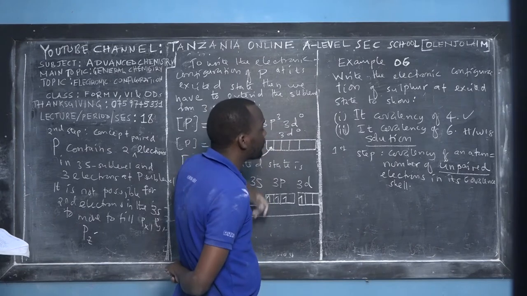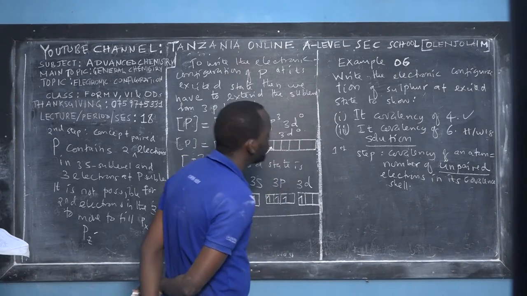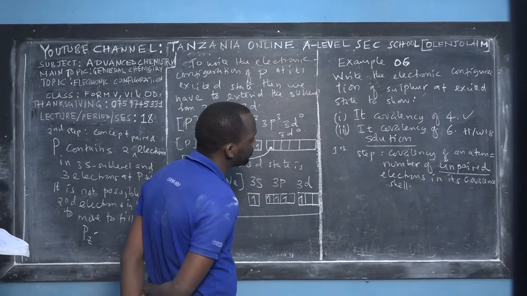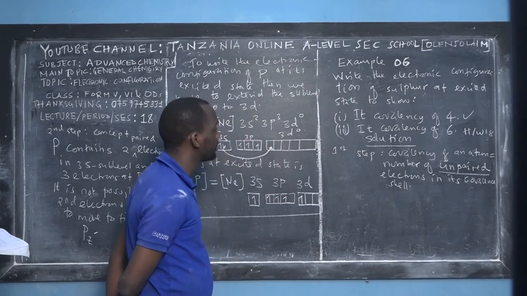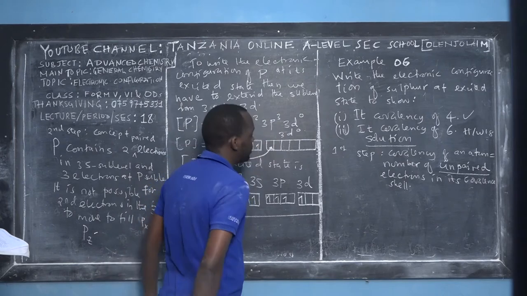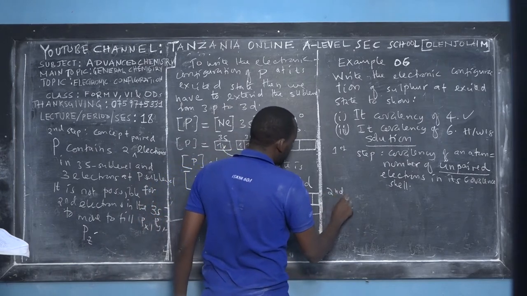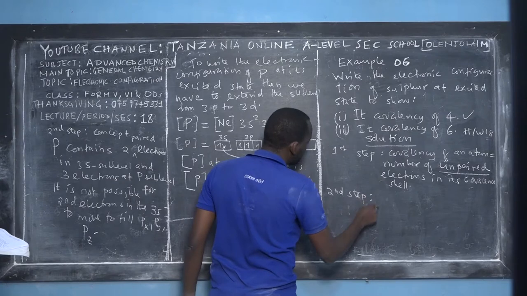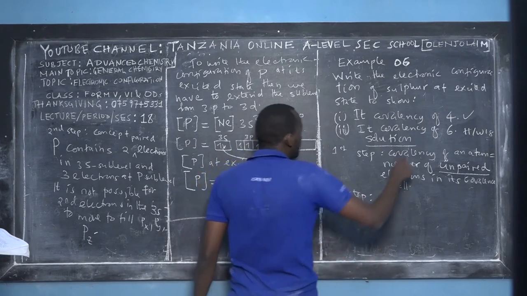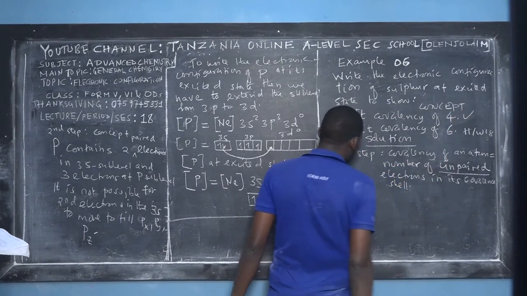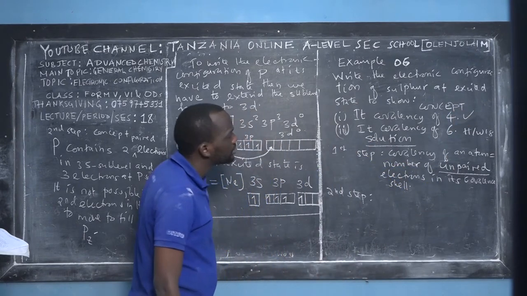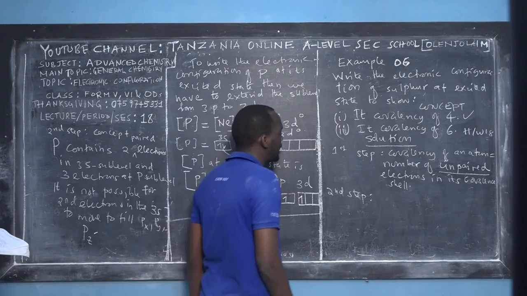So to write the electron configuration of sulfur and to show its covalence of 4, it means that we have to show 4 unpaired electrons of sulfur at the excited state. So we go for the second step. This is also a concept you have to understand exactly. So the second step, we write the electron configuration of sulfur.